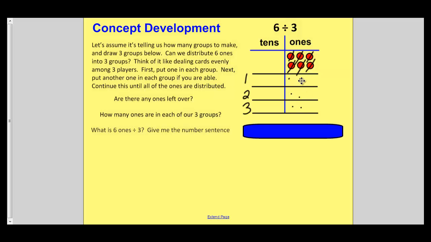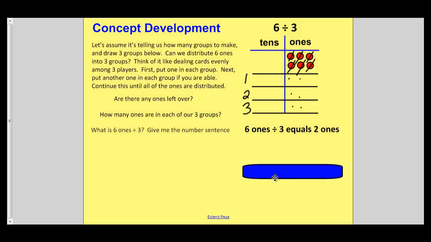All right, so are there any ones left over? In this case, no. So how many are in each group? If you look, each group has 2. So 6 ones divided by 3 would equal 2 ones. I want you to write this number sentence underneath your place value chart: 6 ones divided by 3 equals 2 ones. I know that seems silly, it's so easy, but I want you to write it anyway.